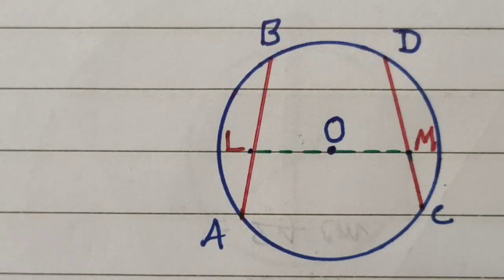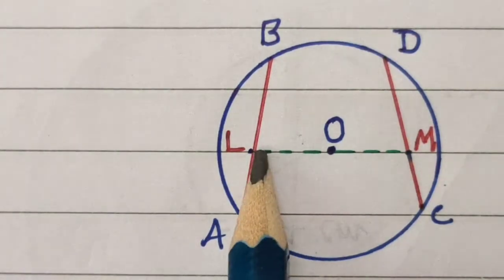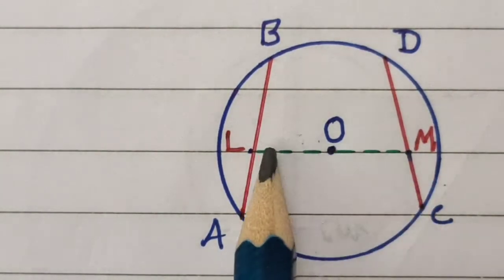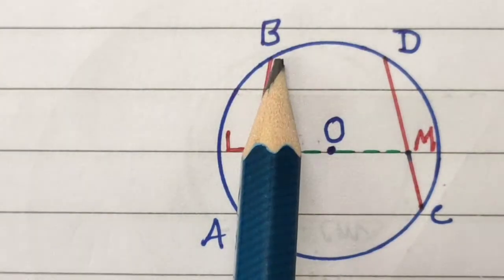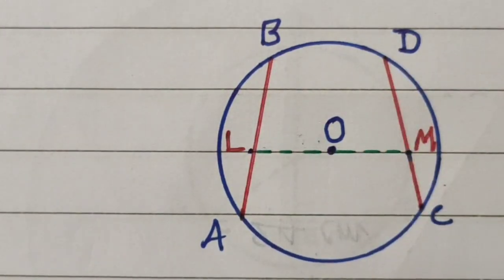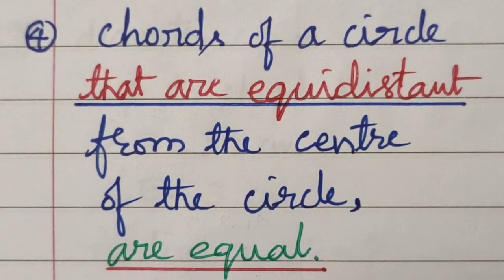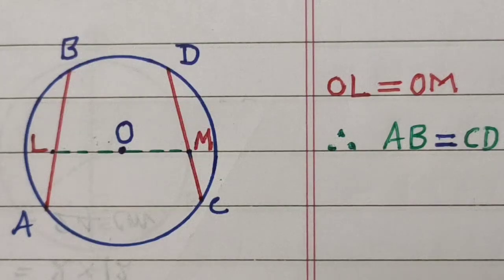Chords of a circle that are equidistant from the center of the circle are equal. These two chords are equidistant from the center, therefore AB is equal to CD. OL is equal to OM, therefore AB is equal to CD.